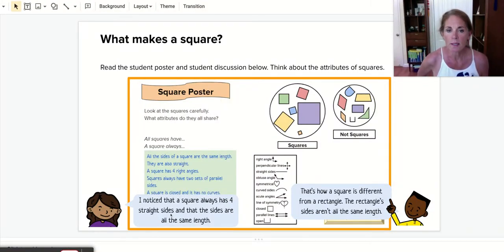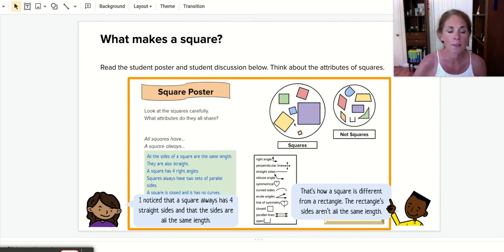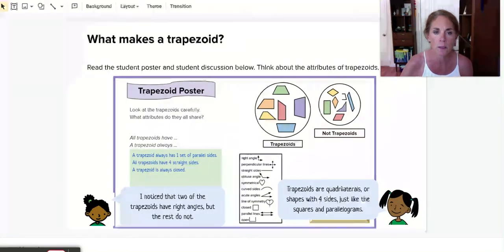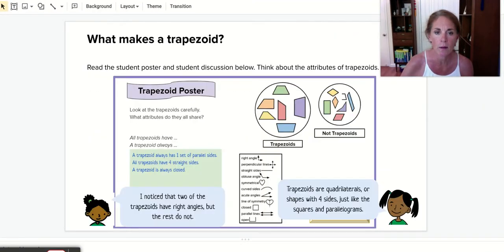So this student is noticing that the square always has four straight sides and that the sides are all the same. They're all the same length.